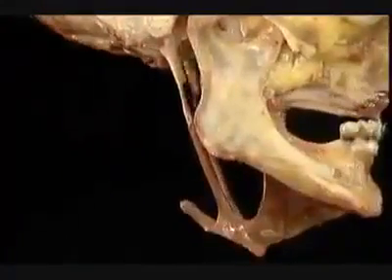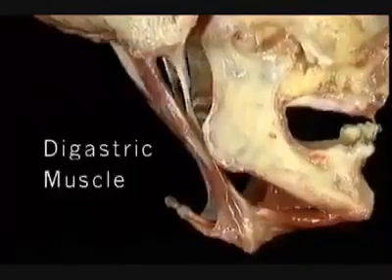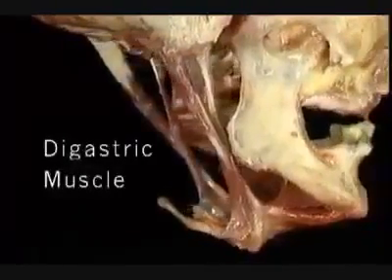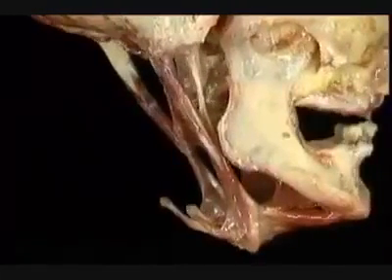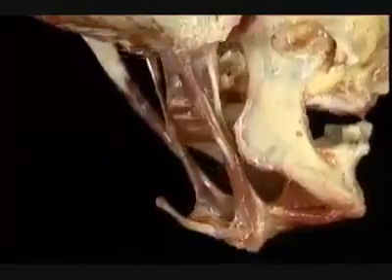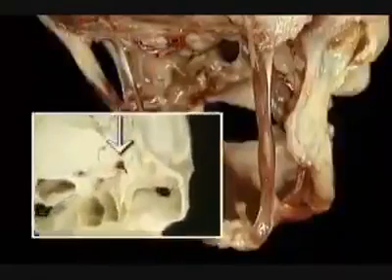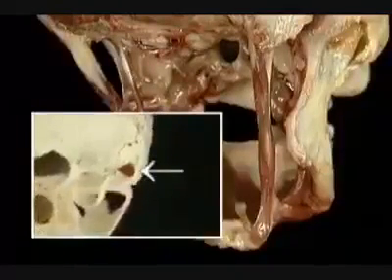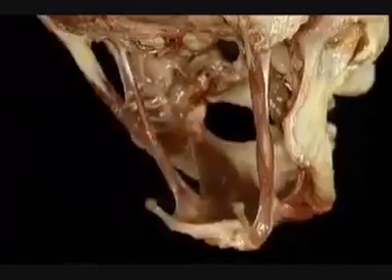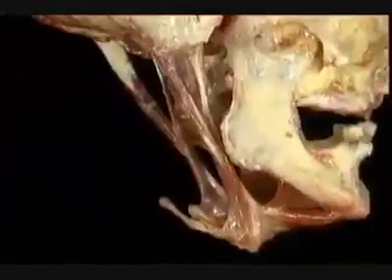Next we'll add the digastric muscle to the picture. Here it is. The digastric muscle is unusual in that it has 2 bellies, an anterior and a posterior, that are connected in the middle by a tendon. The posterior belly of the digastric arises here, from the digastric notch on the underside of the temporal bone, and from the medial aspect of the mastoid process. The origins of the sternocleidomastoid and splenius muscles, which have been removed in this dissection, lie lateral to it.